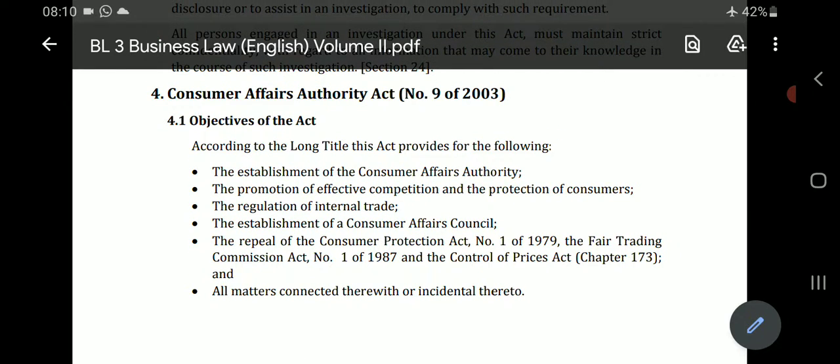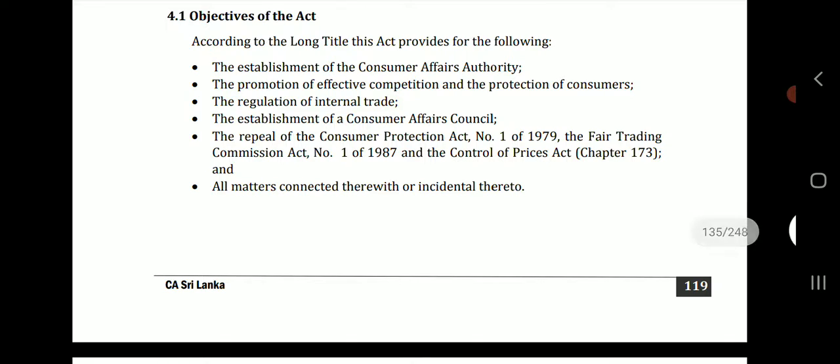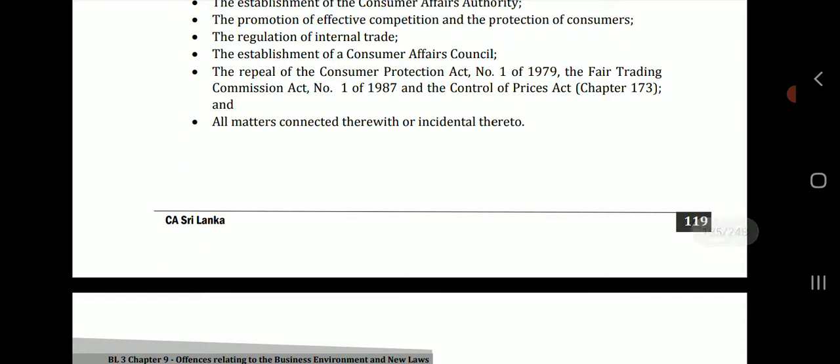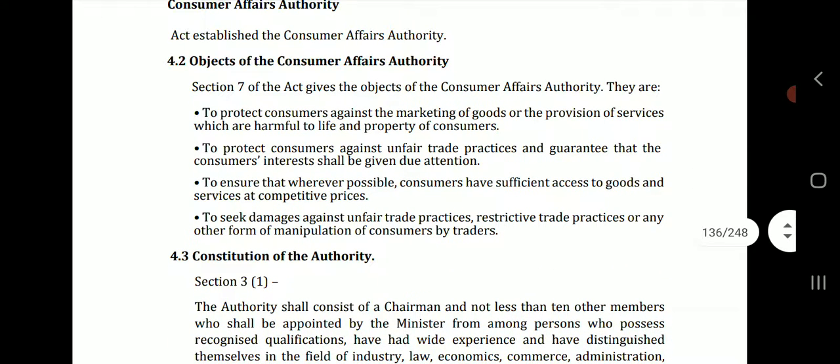So we have the Consumer Affairs Authority Act number 9. This Act provides for the promotion of competition, protection of consumers, regulation of internal trade, establishment of the Consumer Affairs Council, repeal of the Consumer Protection Act, fair trading, and all matters connected therewith and incidental thereto. The Act established the Consumer Affairs Authority.